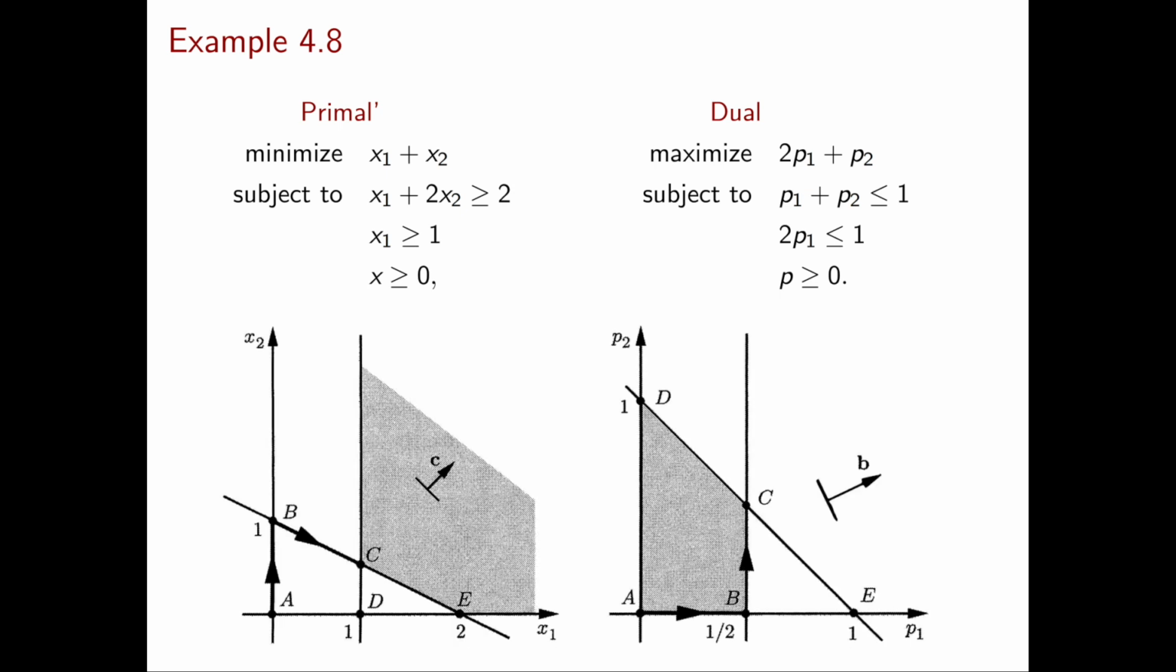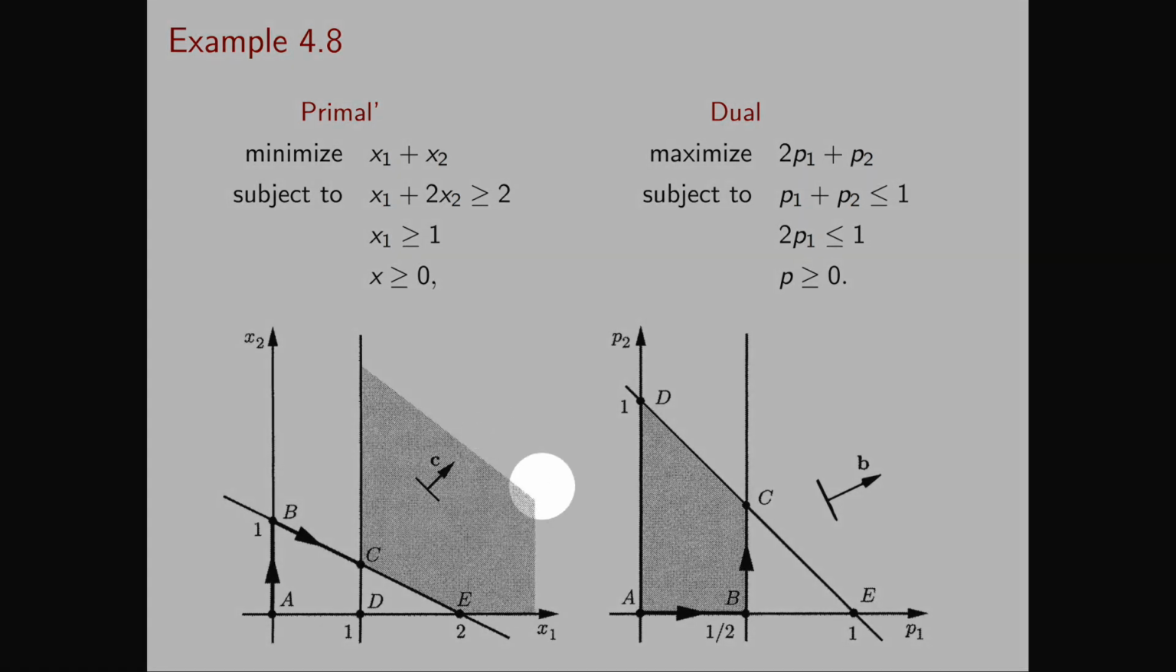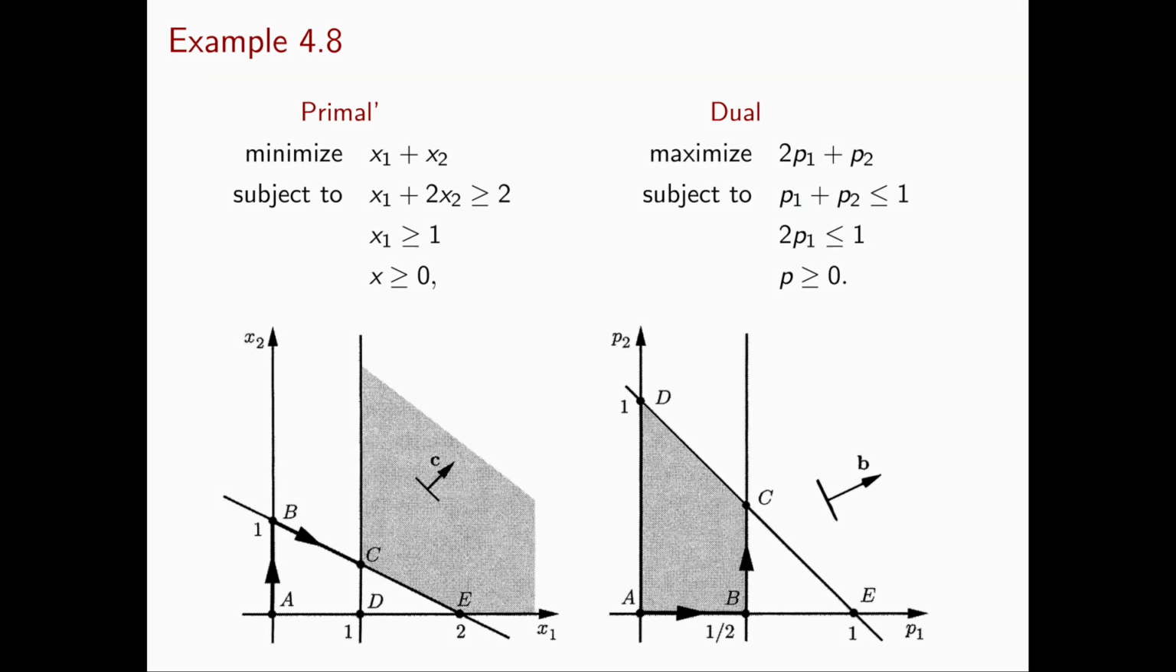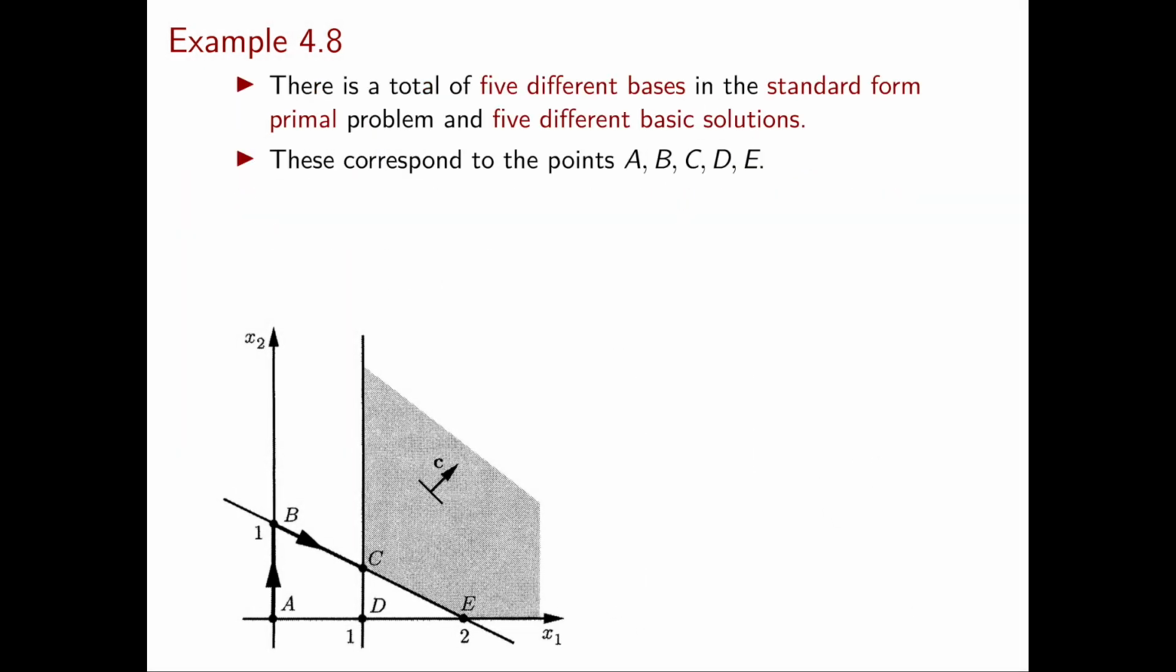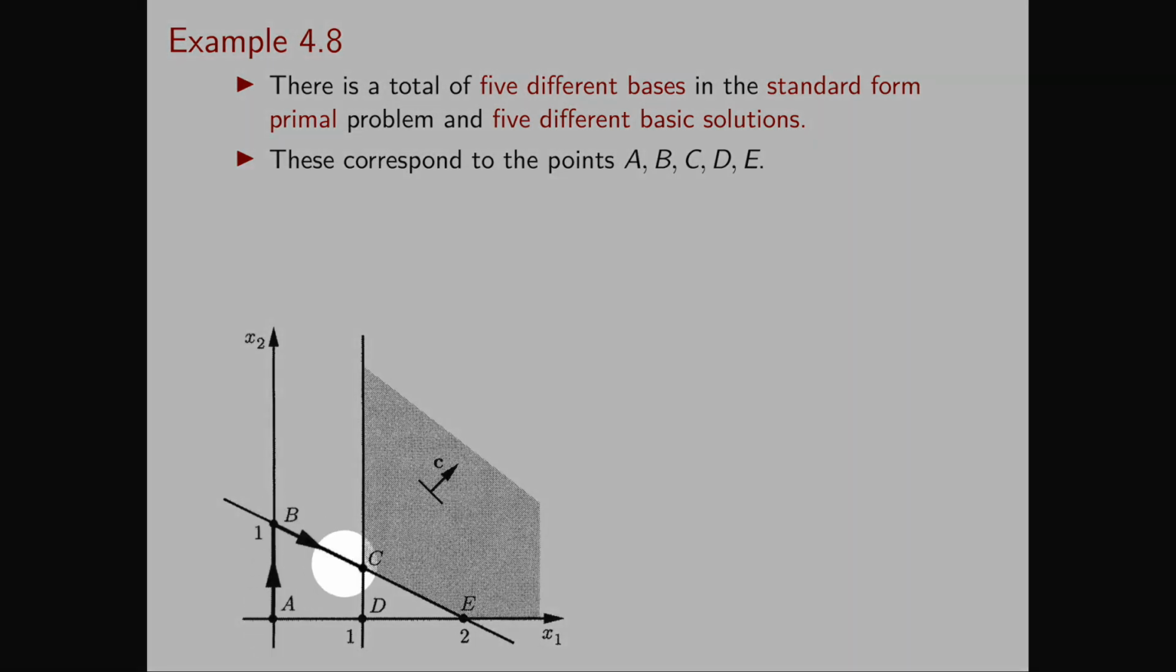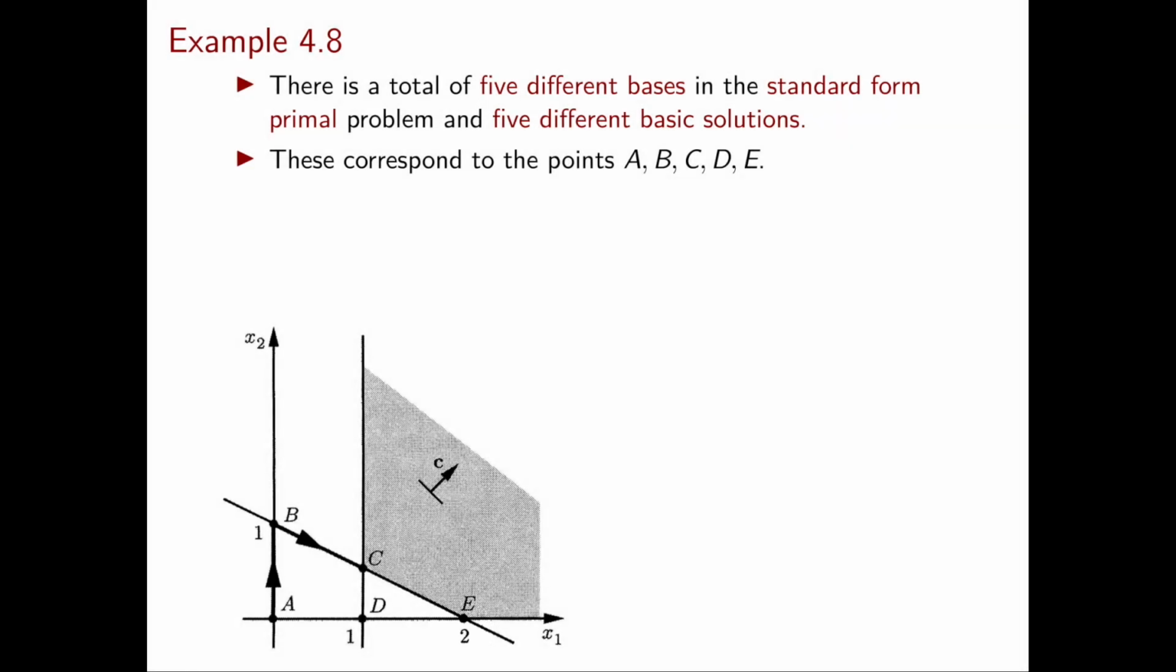So here we have pictures for our primal and our dual. On the left we have our primal and the feasible region is the one in gray over here. On the right we have the dual and the feasible region is again the shaded area. Let's first focus on the primal. You can check that there's a total of 5 different bases in our standard form primal. Correspondingly, we have 5 different basic solutions. These 5 basic solutions are A, B, C, D, and E in our picture.